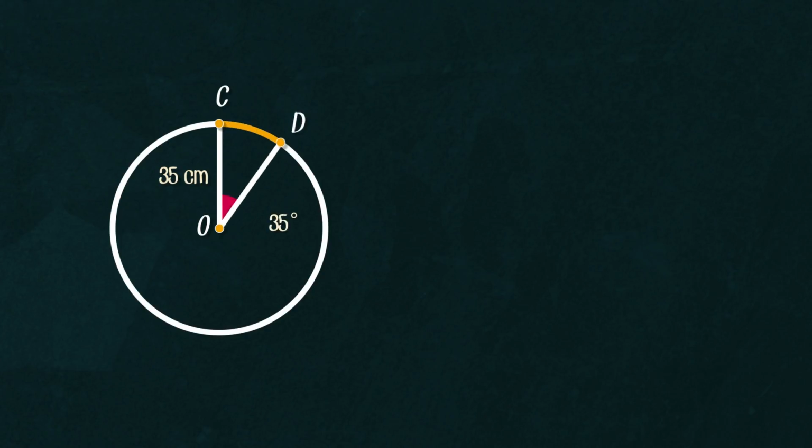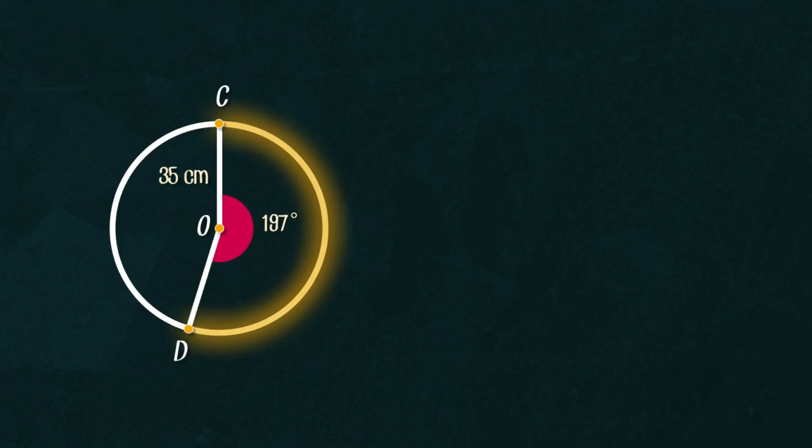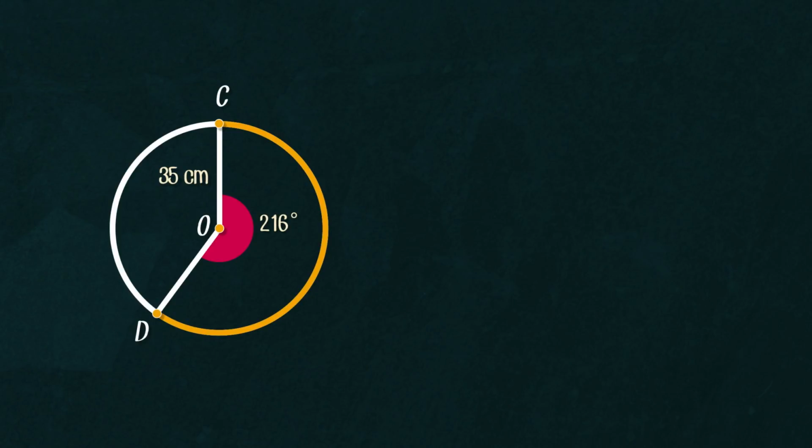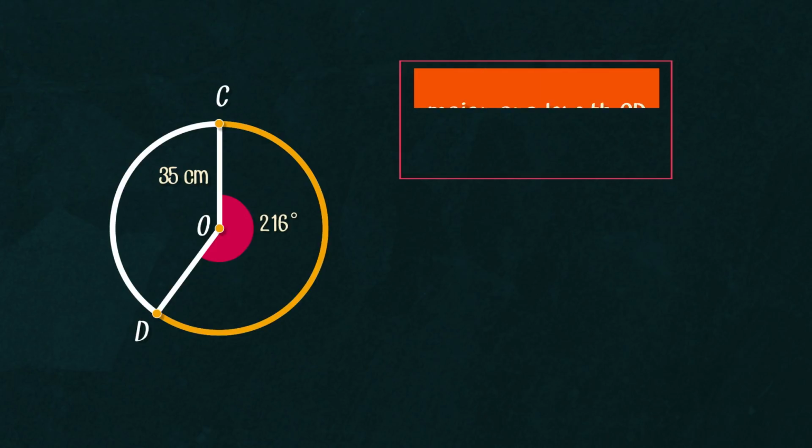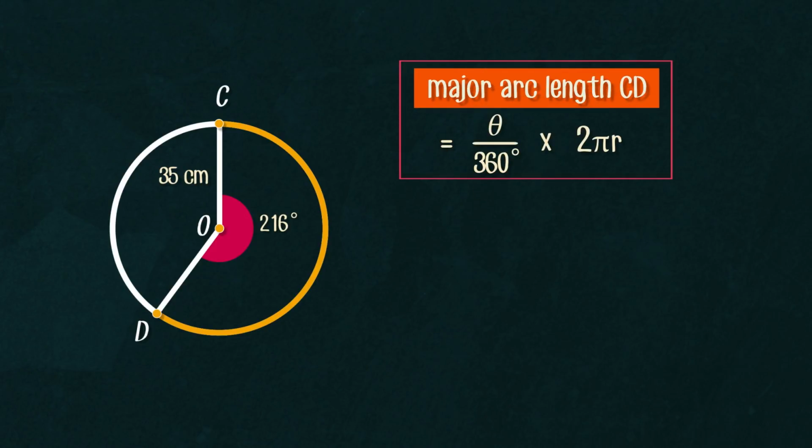Now let's find the length of major arc CD in this last example. The radius of the circle is 35 centimeters, and the angle subtended by major arc CD is 216 degrees. We know that to find arc length, we need the angle subtended by the arc and the circumference of the circle. However, in this example, we are given only the angle subtended by the arc CD, but not the circumference of the circle. Can we still find the arc length?